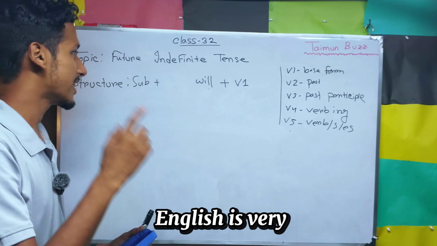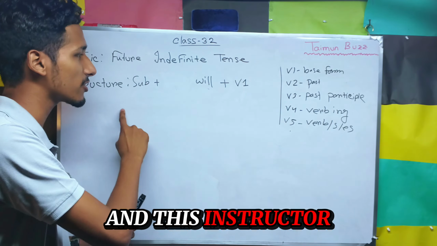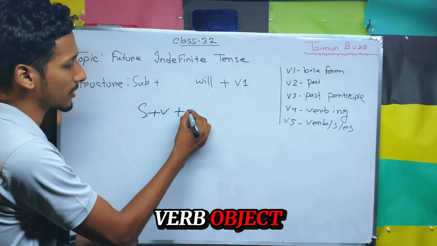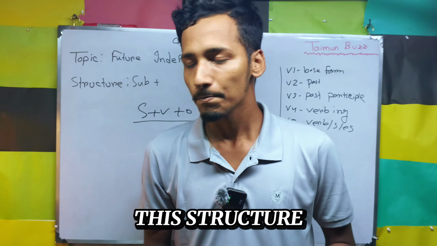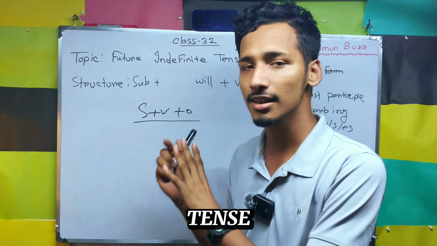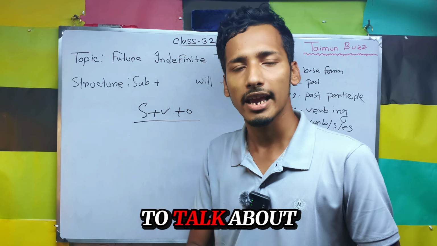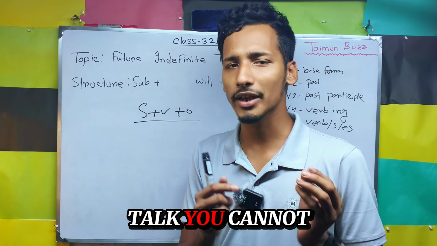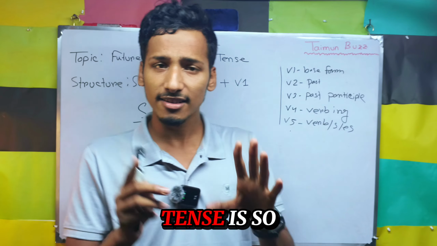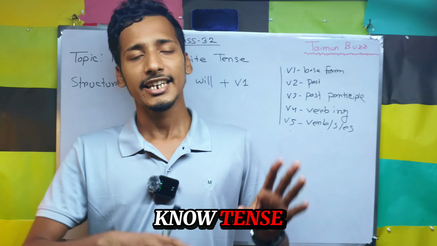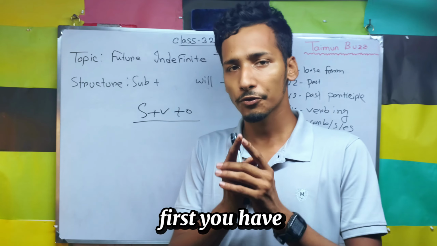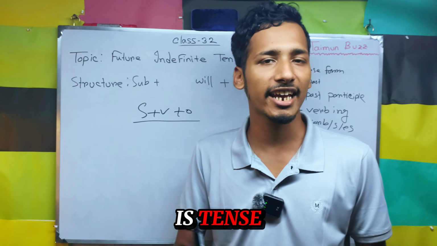So that's why English is very important and this structure is so important. Now you know this structure: subject, verb, object. You all know this structure. But when you want to talk about future, how will you talk without future tense? You cannot talk. When you want to talk about past, how will you talk? You cannot talk about past because of weakness in tenses. Tense is so important. If you know tense, you can make lots of sentences about present, about past, about future. So that's why first you have to learn what is tense.